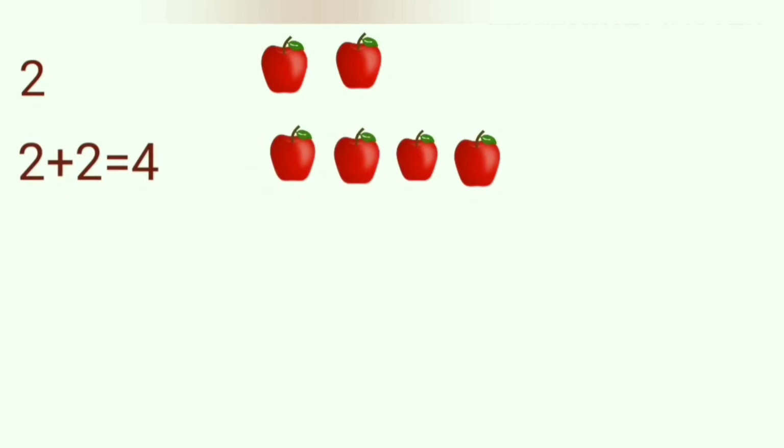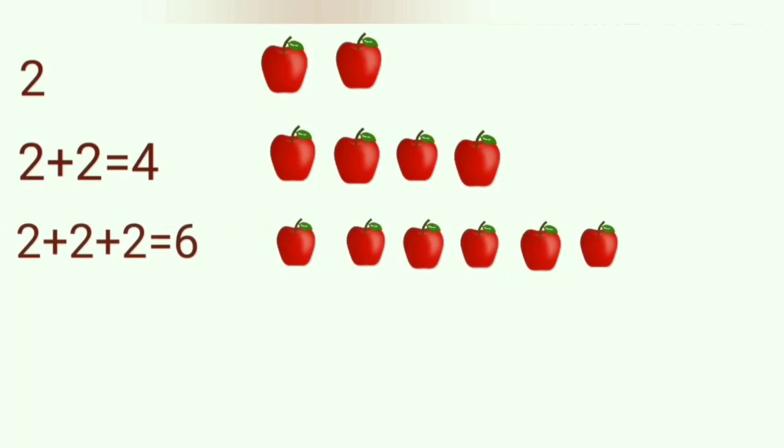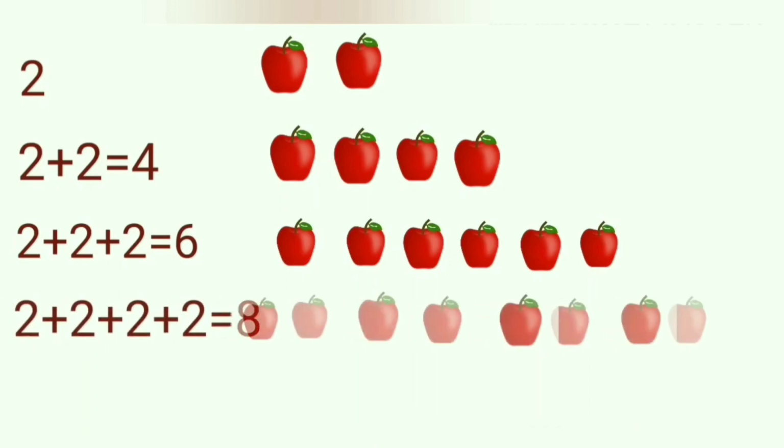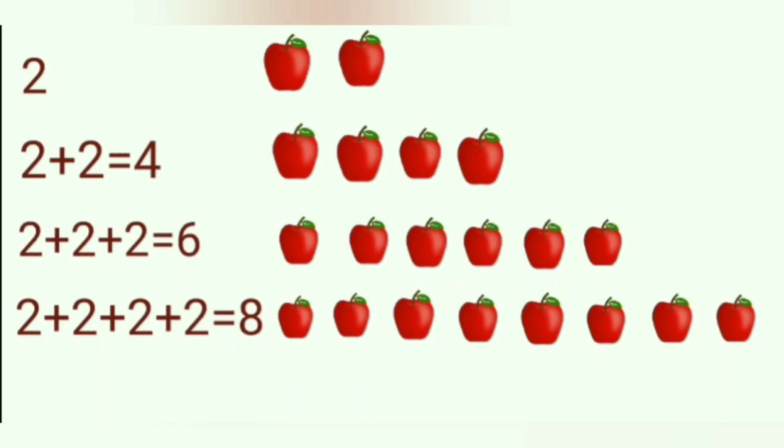Again, I will give you two more apples. Then how many apples? 2 plus 2 plus 2 is equal to 6. Again, I will give you two apples. Now it will be 2 plus 2 plus 2 plus 2 is equal to 8. So it is not feasible. We can't write it down this way, otherwise we will make a mistake. So we should write these in short form.